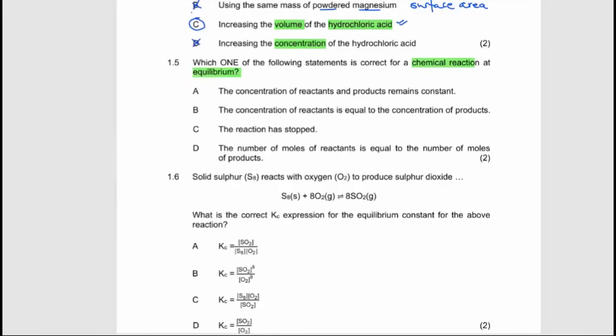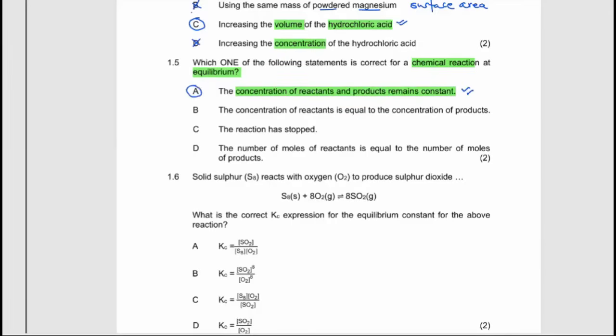So now we're saying the concentration of the reactants and the products remain constant. Which one of the following statements is correct for a chemical reaction at equilibrium? So the concentration of the reactants and the products remain constant. Yes, this is the correct answer that you're looking for.